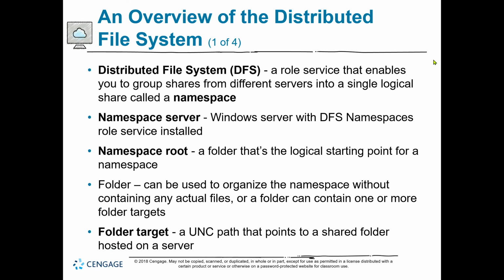A DFS, or distributed file system, is a role service that enables you to group shares from different servers into a single logical share called a namespace. A namespace server is a Windows server with the DFS namespaces role service installed. A namespace root is a folder that is the logical starting point for a namespace. A folder can be used to organize the namespace without containing any actual files, or a folder can contain one or more folder targets. A folder target is a UNC path that points to a shared folder hosted on a server.